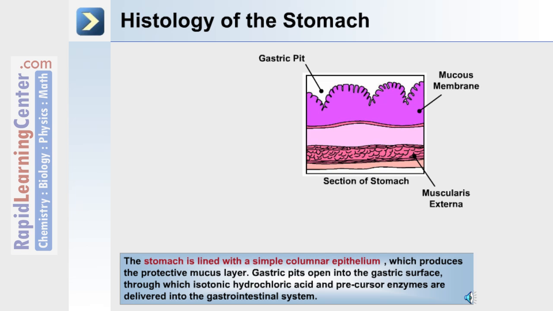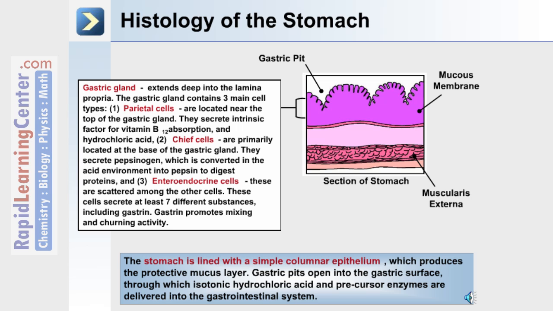Next, let's discuss the histology of the stomach. First, note the diagram in the top right corner of the slide. This shows the gastric pit and the mucous membrane which contains the gastric glands. The next main region we'll discuss is the muscularis externa. The stomach is lined with simple columnar epithelium, and this produces the protective mucus layer that exists in the stomach. Gastric pits open into the gastric surface, through which isotonic hydrochloric acid and precursor enzymes are delivered.